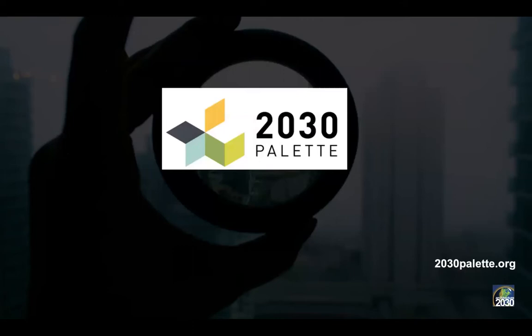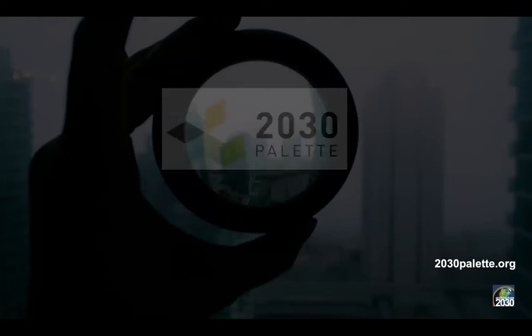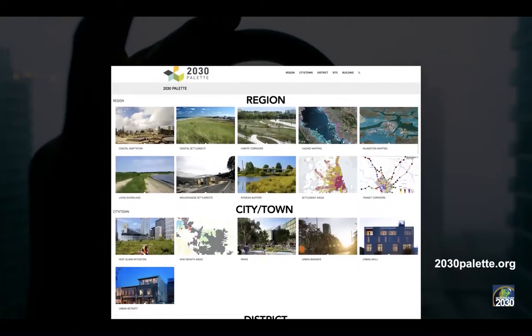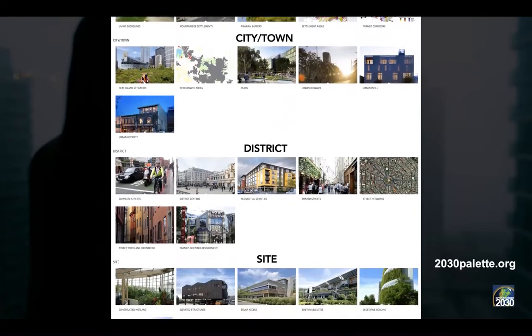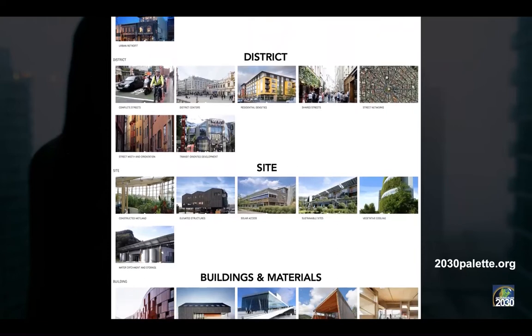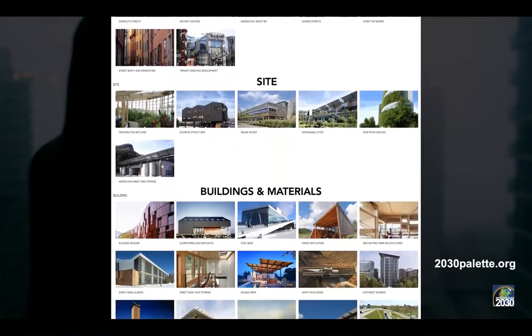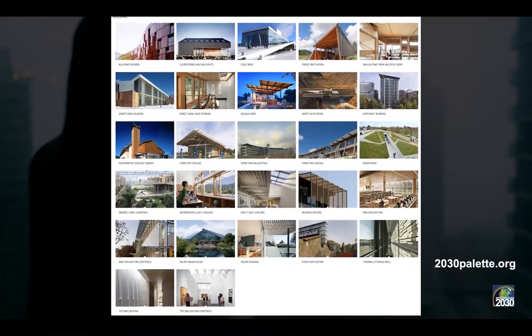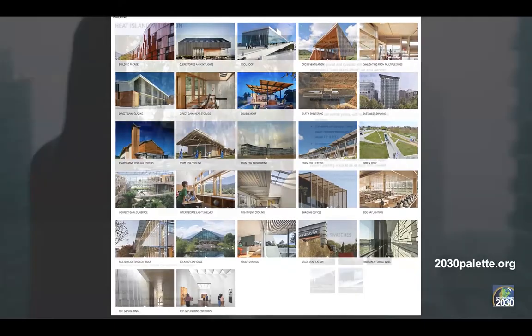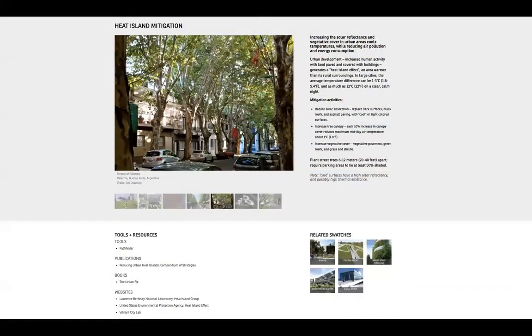All of the strategies to get to the 70 to 80% reduction are contained within the 2030 Palette. You can find it online at 2030palette.org. It's a free program. It's everything from regional strategies, cities and towns, district strategies, site and site development strategies, all the way to building design and building construction material strategies. You can find that all at 2030palette.org, and it's free.